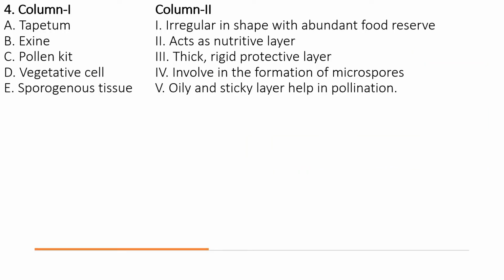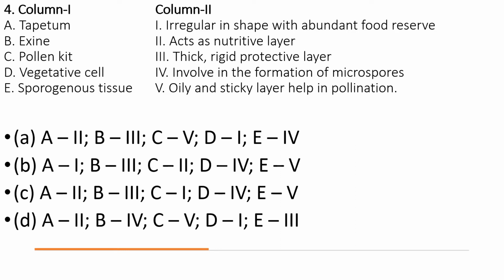Coming to question number 4, it is a match the following question. In column 1, they have given tapetum, exine, pollen kit, vegetative cell, and sporogenous tissue. In column 2, they have given: irregular in shape with abundant food reserve, act as a nutritive layer, thick rigid protecting layer, involved in the formation of microspores. The last is the oily and sticky layer that helps in pollination. And the options are given here.